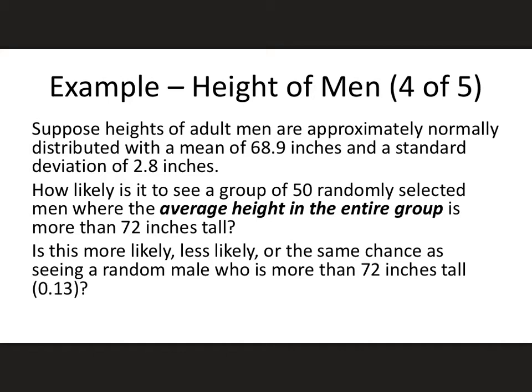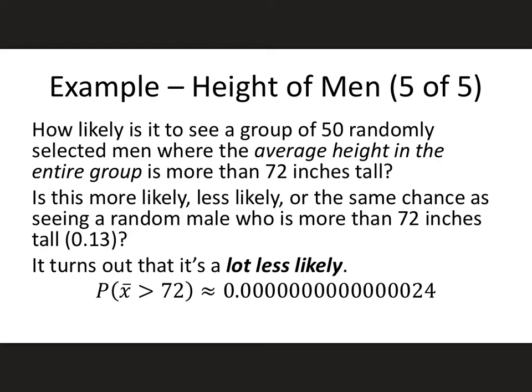So notice the problem has changed. We have now gone from looking at just a random male to a group of men. So to figure out how likely it is to see a group of 50 randomly selected men where the average height in the entire group is more than 72 inches tall is actually a lot less likely. Okay, so here's the probability. The probability that the average height is greater than 72 is very, very, very small, and you can see that there in your answer.